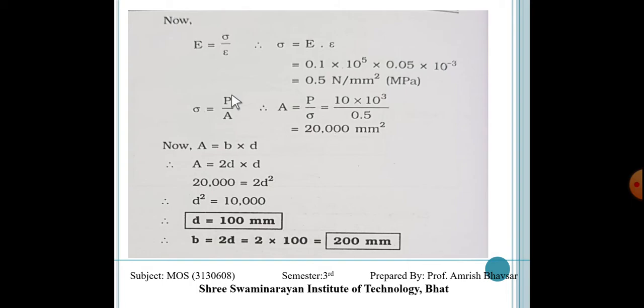Now sigma is equal to P upon A, so A is equal to P upon sigma. So the area is equal to 20,000 mm square. Now area is equal to B into D, but B is equal to twice the D. So here we get 20,000 is equal to 2D square. So D square is equal to 10,000, so D is equal to 100 mm, right? So B is equal to 2D. Now we get the dimensions: depth is equal to 100 mm and width is equal to twice the depth, that is 200 mm.